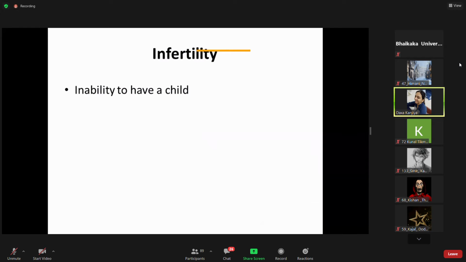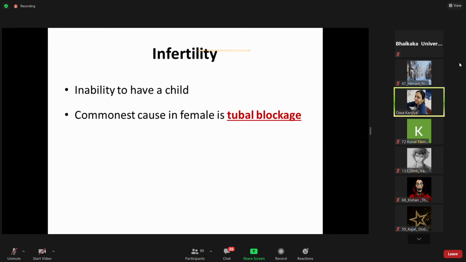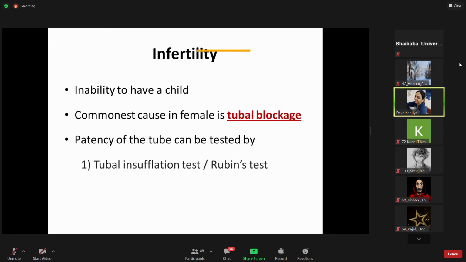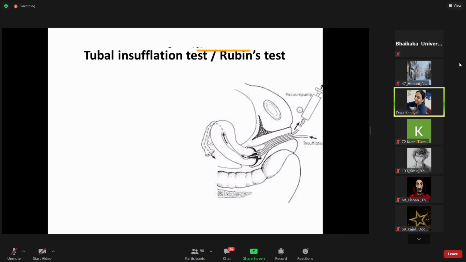Infertility is the inability to have a child. That clinical condition is known as infertility, and the most common cause of infertility in females is blockage of the uterine tube, whether it is due to infection or inflammation, collection of pus, or any other mechanical obstruction. In this condition, the patency of the tube can be tested by a test known as Rubin's test or tubal insufflation test. So what is this test?